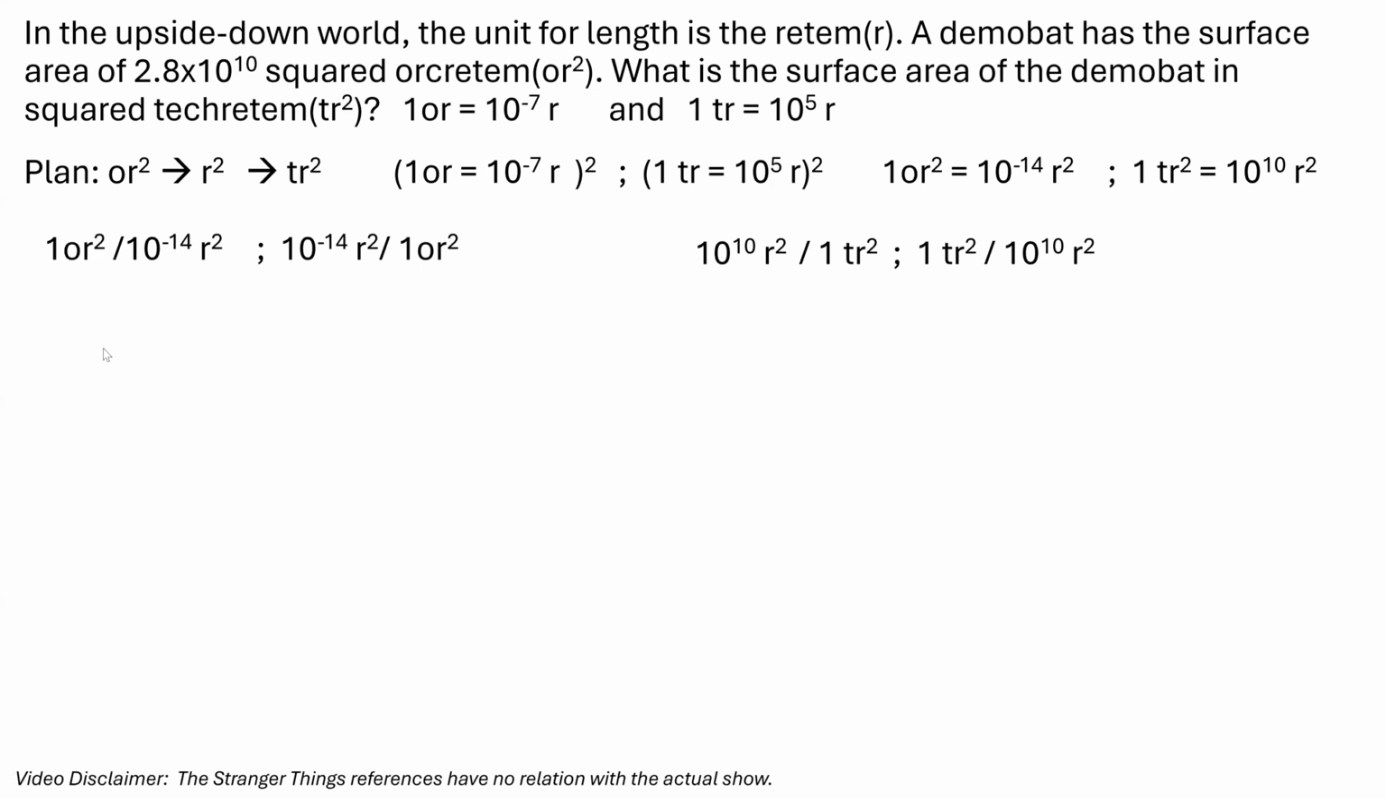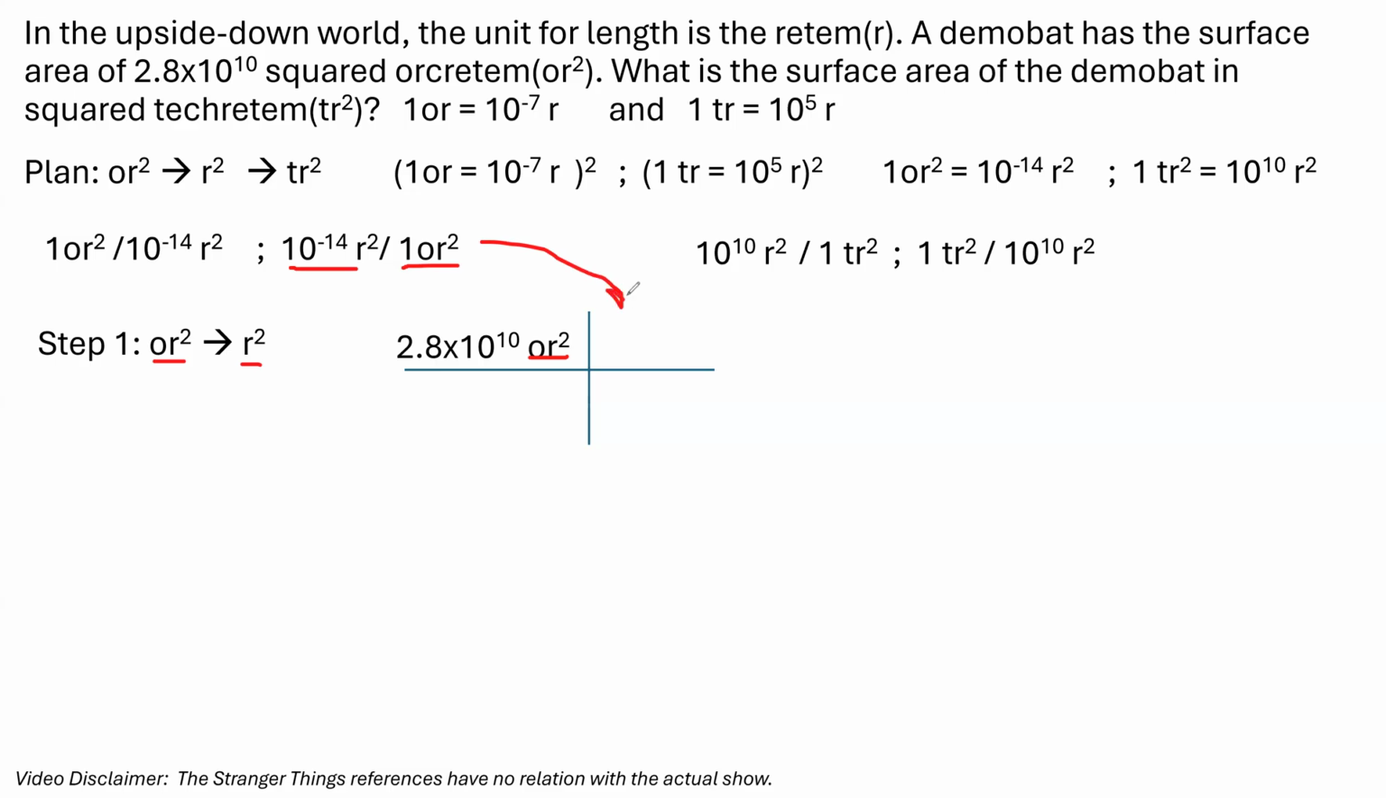So now that we have our conversion factors, we can begin our steps here. Step one, we're going to convert from the prefix to the base unit. So we bring our orc rectum squared down to this railroad tracks. And since we're starting with the prefix here, orc rectum, and we want to go from orc rectum to rectum, we need to choose the conversion factor with rectum squared on top and orc rectum squared on the bottom. So we're going to choose this conversion factor here and place it here.